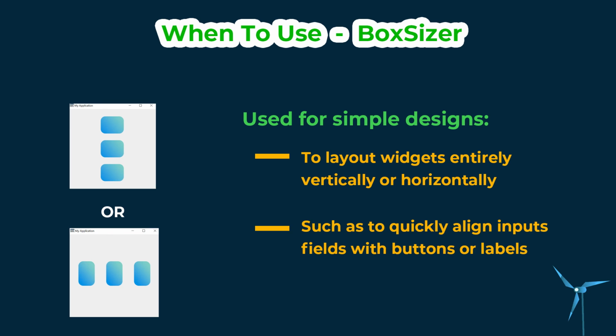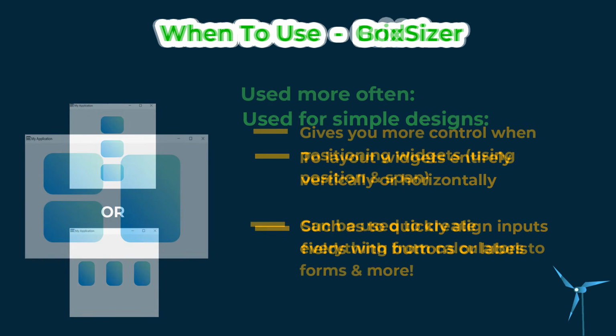Alright, here's just a quick recap so you know when to use either the boxsizer or a GridSizer. Boxsizers are really useful if you just have a simple layout. It is used to either lay all your widgets entirely vertically or horizontally. So if you just want to get a quick alignment with an input widget and a label, a boxsizer is more suitable for such a use case.